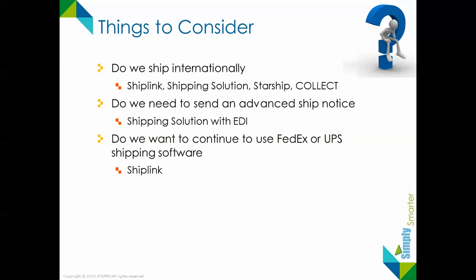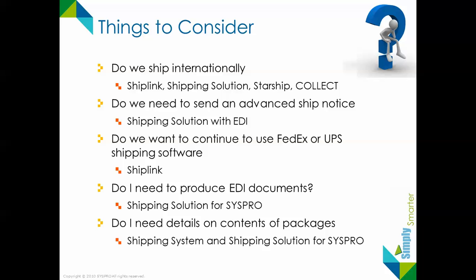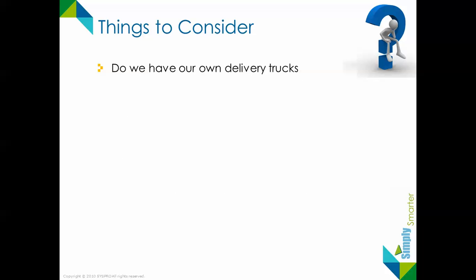Do we want to continue using that FedEx UPS software? And that's where ShipLink's a little bit different and will be that middleware piece, still allowing me to use my FedEx UPS software. Any EDI documents that we need to produce? Including that advanced shipment notice, we may have other labeling and other issues as well. And that shipping solution, again, is the direct tie-in with our EDI system. Do you need any of the details? What's in each box? What are on those packages? So the shipping system, both with and without Starship, and the shipping solution can handle that for us. And lastly, do we have our own delivery trucks? So on that note, let's go ahead and take a look at load planning.